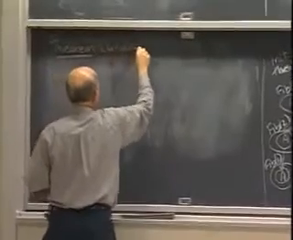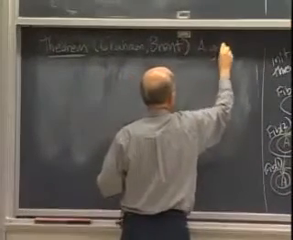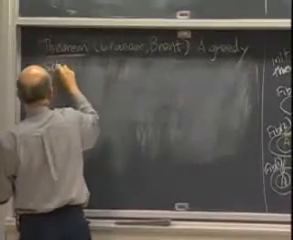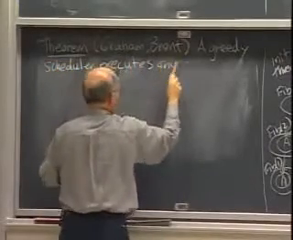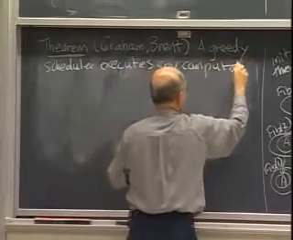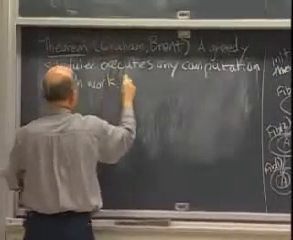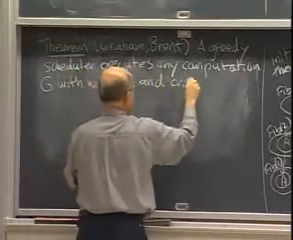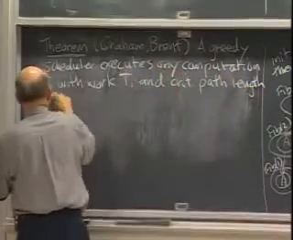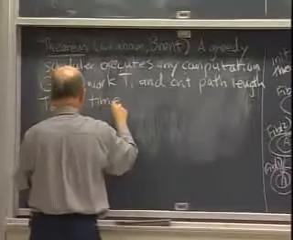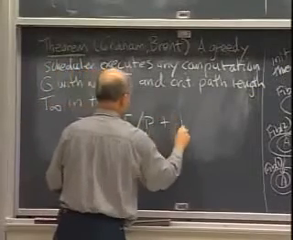But there's a nice theorem due independently to Graham and Brent. It says essentially a greedy scheduler executes any computation G with work T1 and critical path length T infinity in time Tp less than or equal to T1 over P plus T infinity.